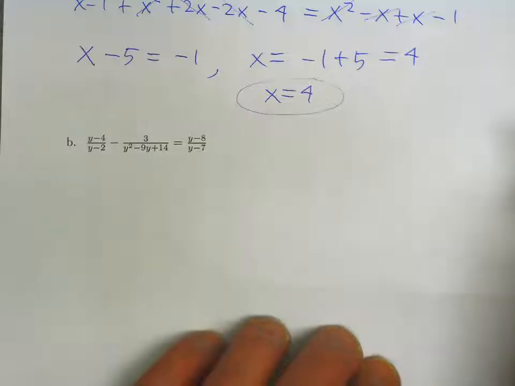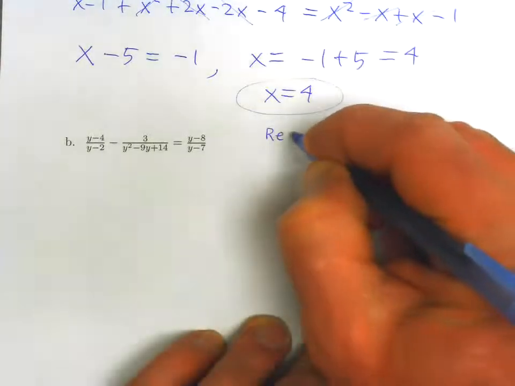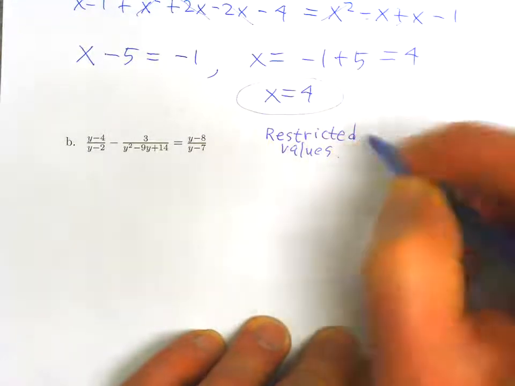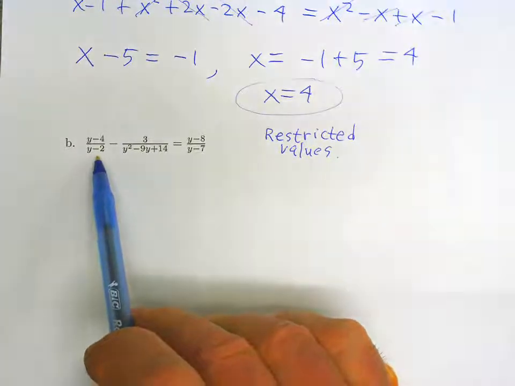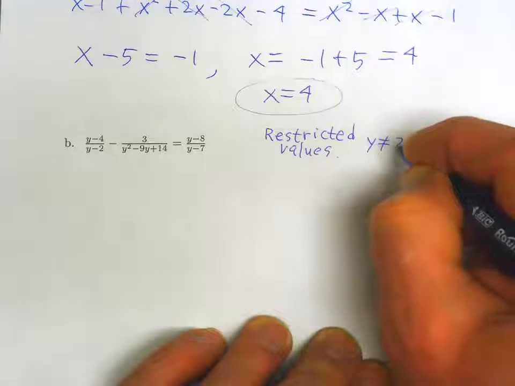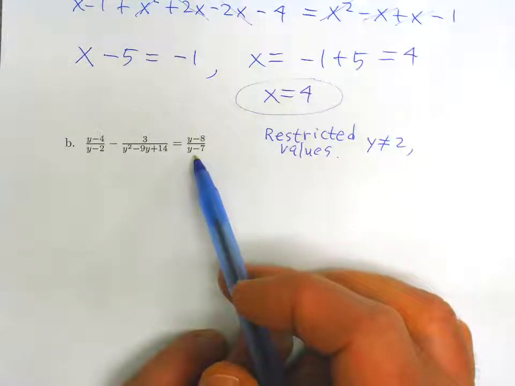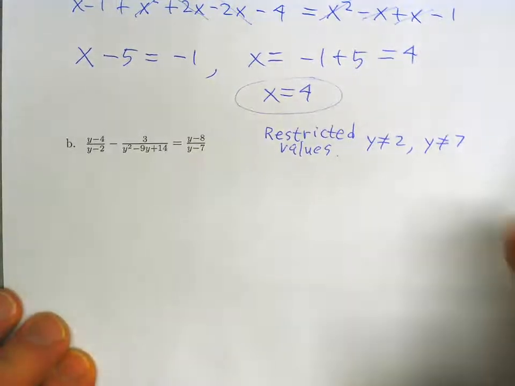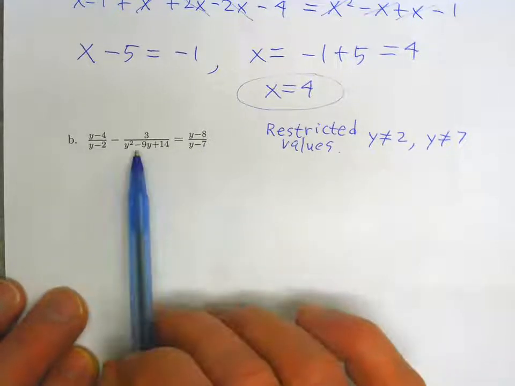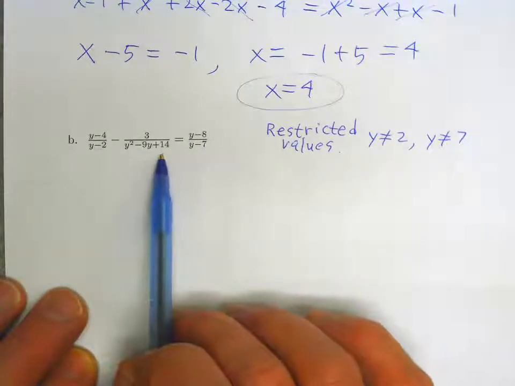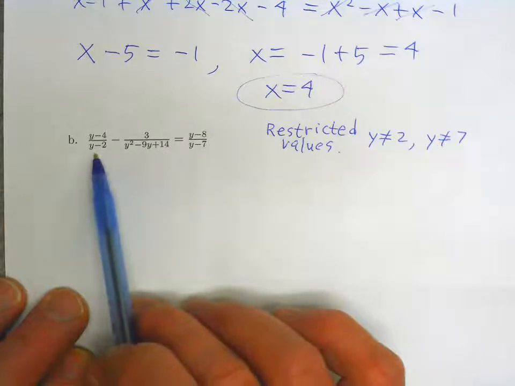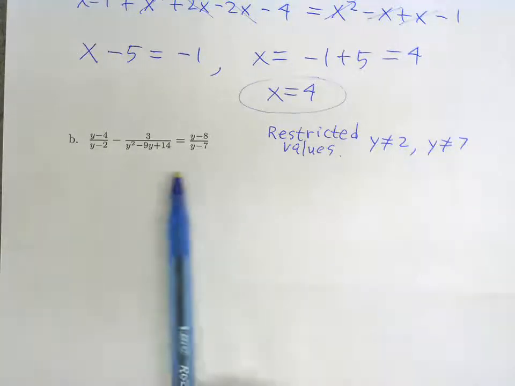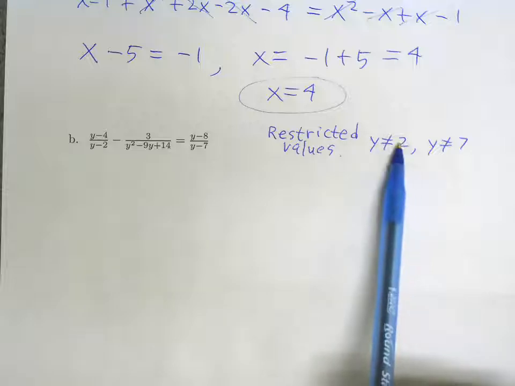Okay, find the restricted values first. Two of the restricted values. Since the denominator is y minus 2, y cannot be 2. This denominator, y minus 7, means that y cannot be 7. And things always usually work out pretty nicely. This denominator, y squared minus 9y plus 14, is just the product of y minus 2 times y minus 7. So we don't make it any more difficult than we have to. So these are the only two restricted values.